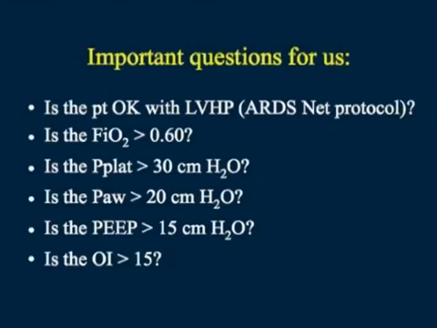But if we see that the FiO2 requirements are higher than 60%, or 0.6, that the plateau pressures are higher than 30 in order to keep adequate ventilation, that the mean airway pressure is higher than 20 or the PEEP higher than 15, or the oxygenation index is higher than 10, then we move to high-frequency oscillatory ventilation.